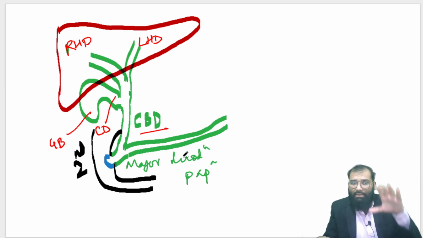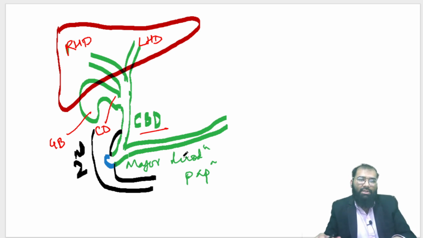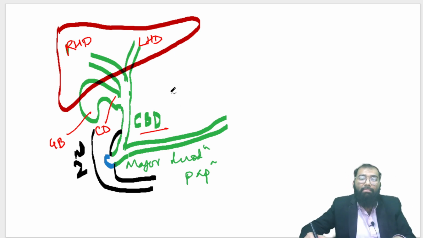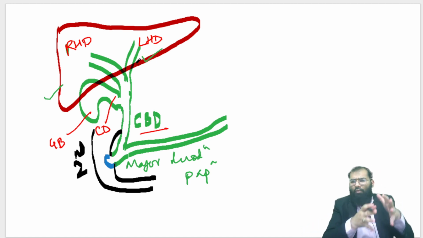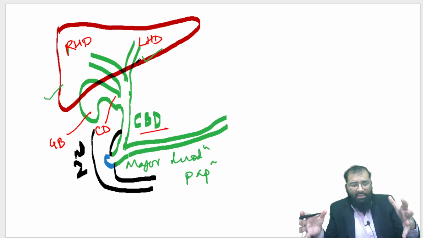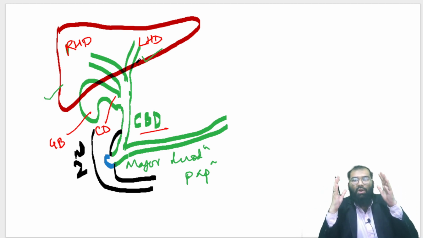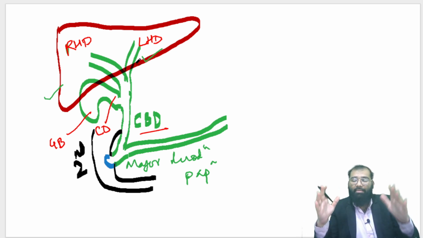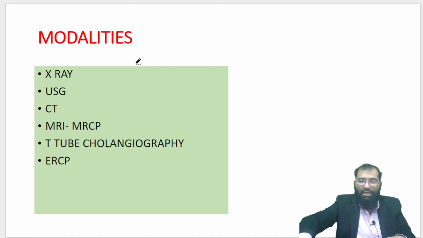In this lecture, what we are going to focus on is imaging of the gallbladder and imaging of the biliary tract. So I won't go into heavy details of the subject. We'll just discuss all the important concepts which are asked in NEET. So let us begin.